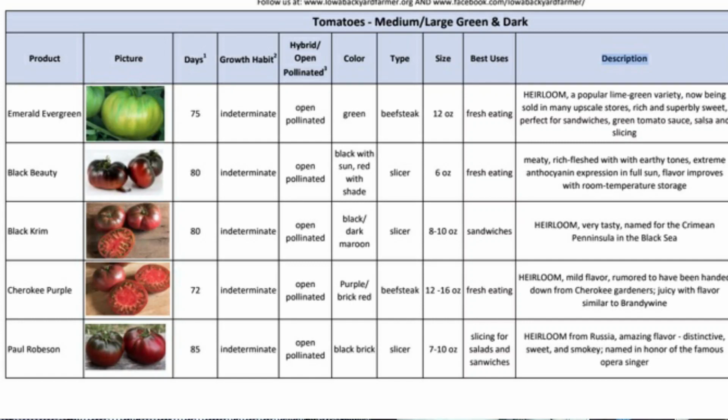So we talked about yellow tomatoes, we talked about red tomatoes, but we didn't talk about my green and black and blue tomatoes. Let's talk about those. So this last year we tried a green tomato, and I had thought this is going to be really strange. I'm used to waiting till tomatoes are all ripe, and we tried this green tomato, Emerald Evergreen is the name of that one.